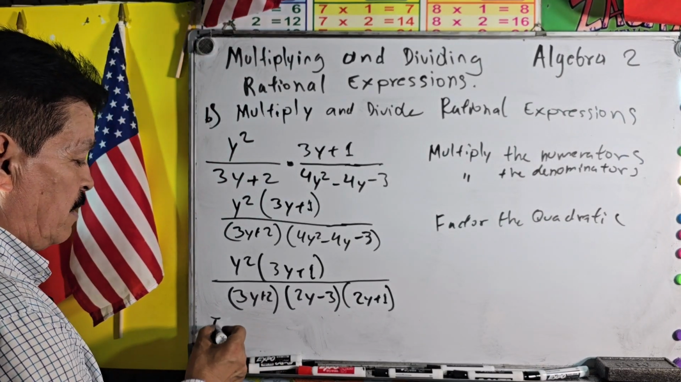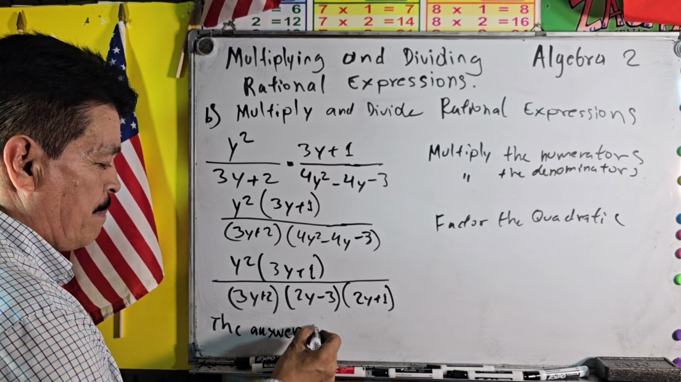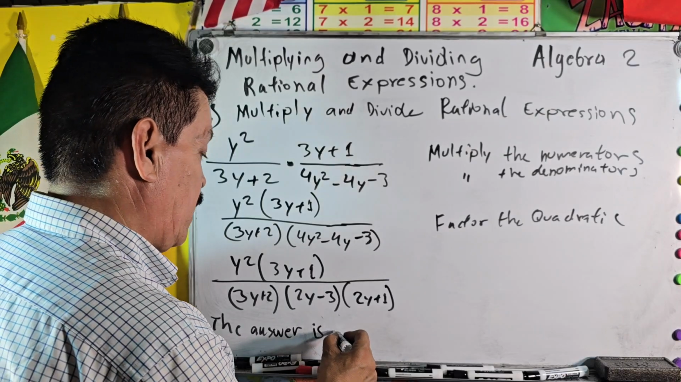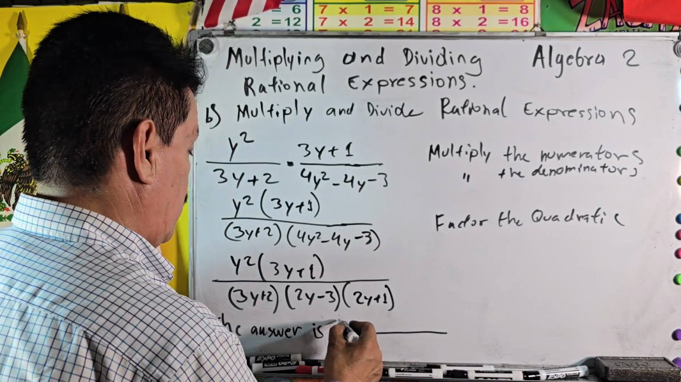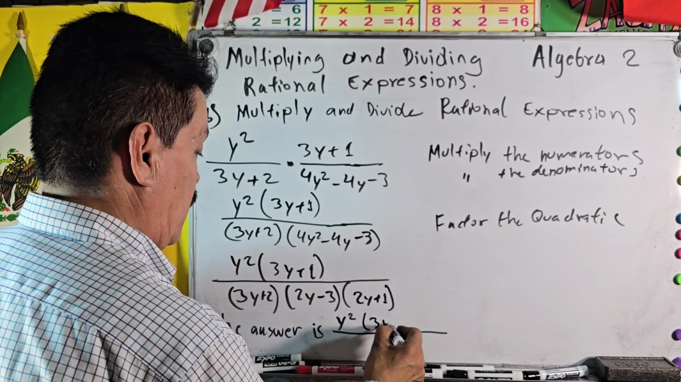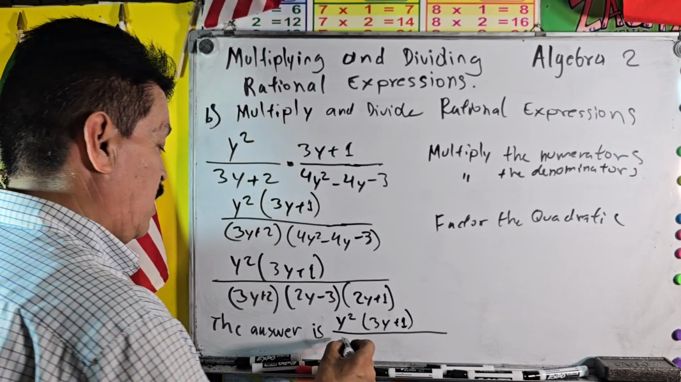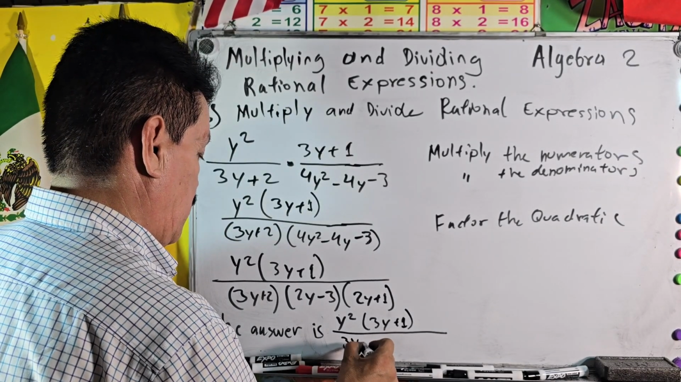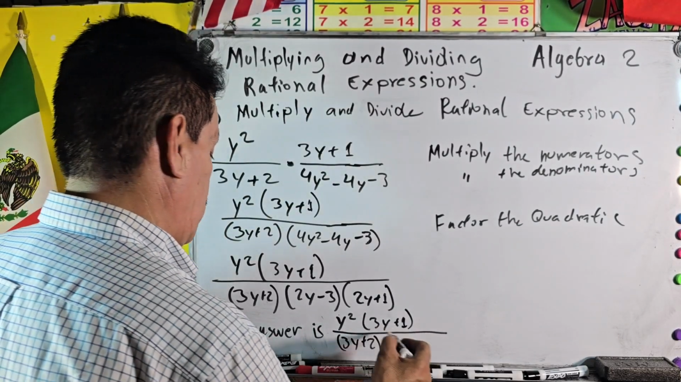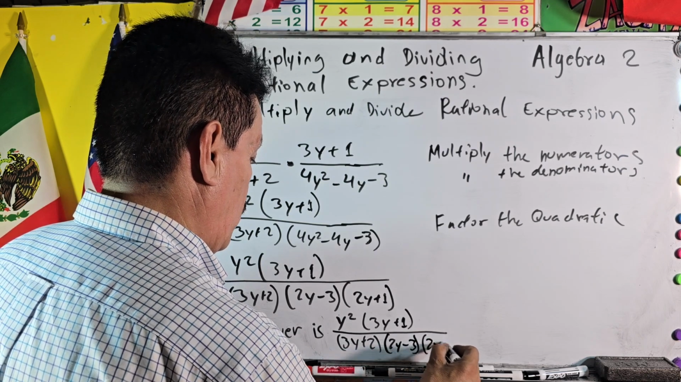Once you have that, the answer is easy. The answer is y to the second power times 3y plus 1, and the bottom just write 3y plus 2, the same numbers, 2y minus 3 times 2y plus 1.